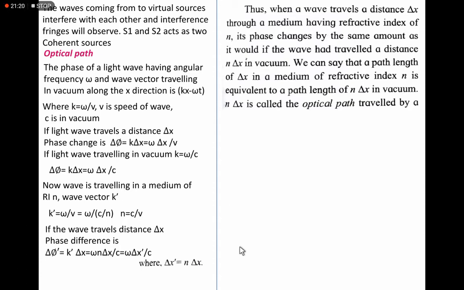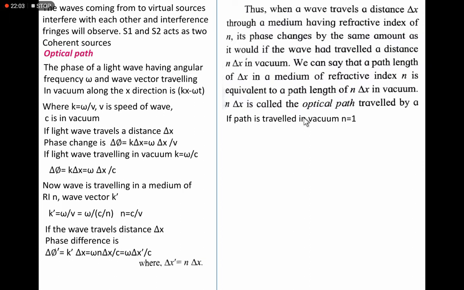The wave travels a distance delta x through the medium of refractive index n. The phase changes by the same amount as it would if the wave had traveled a distance n delta x in vacuum. We can say that a path length of delta x in a medium of refractive index n is equivalent to a path length of n delta x in vacuum. So n delta x is the optical path traveled by the waves.